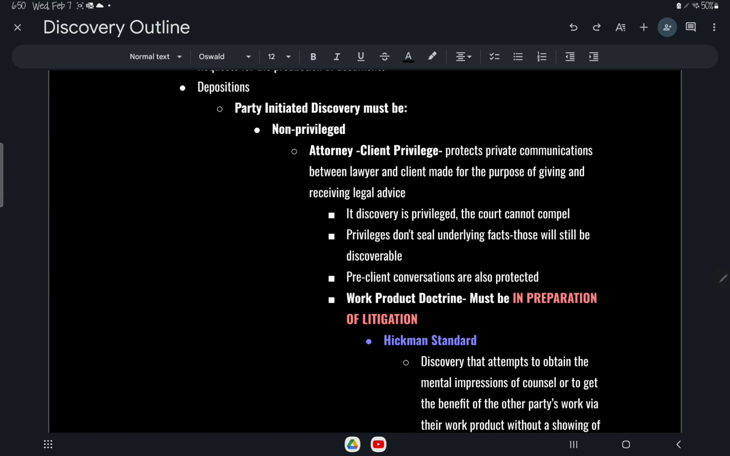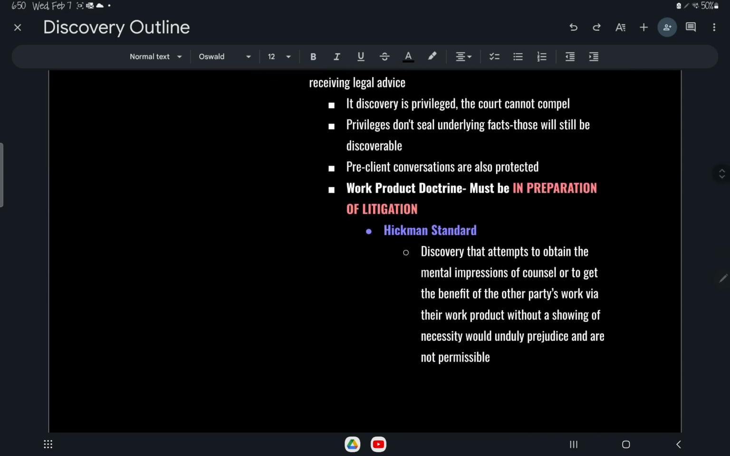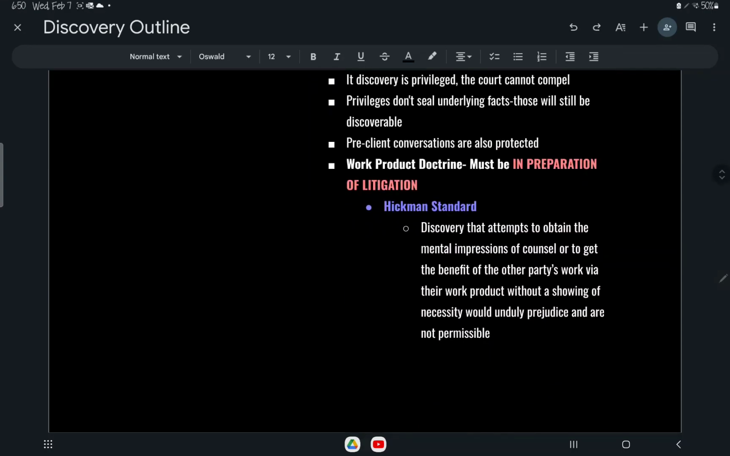The work product that is shielded, or not part of the discovery, must be in preparation of litigation. We have the Hickman standard. Discovery that attempts to obtain the mental impressions of counsel, or to get the benefit of the other party's work via their work product without a showing of necessity, would unduly prejudice and is not permissible.